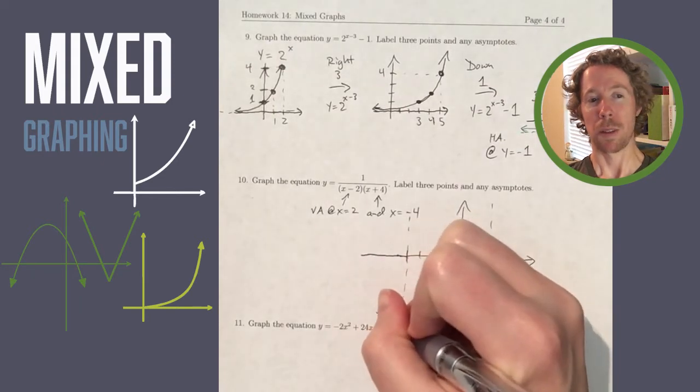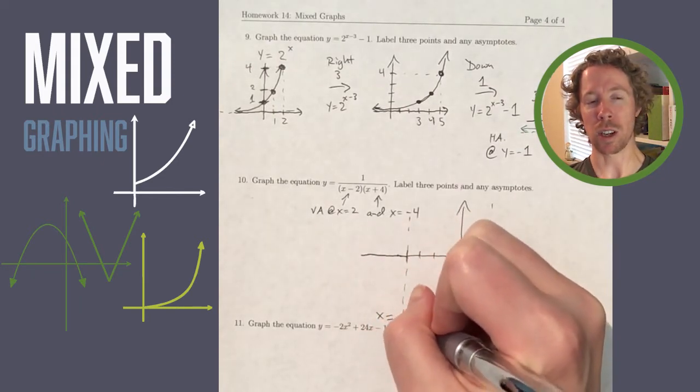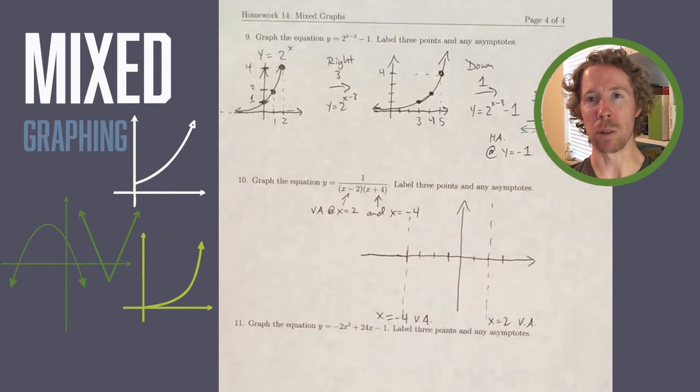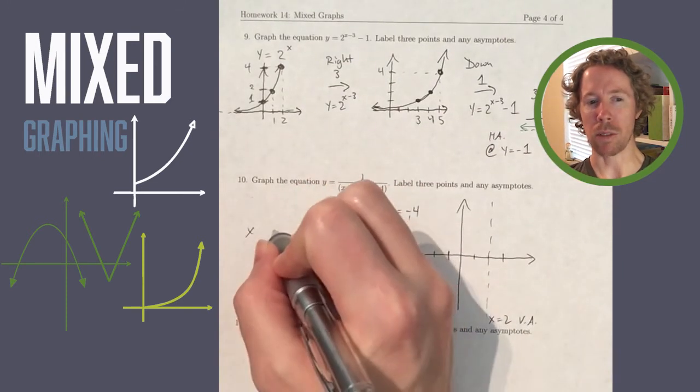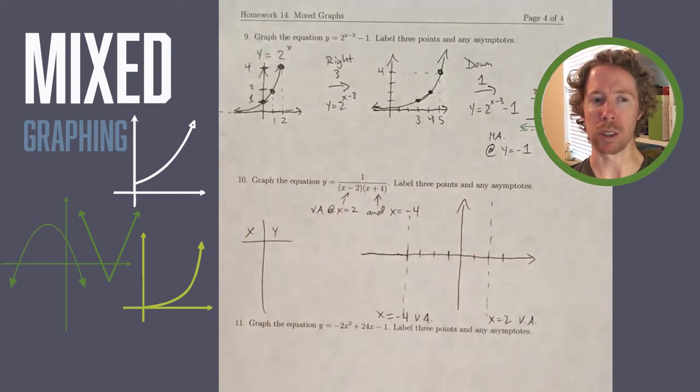And then if x goes out to infinity, so if x gets really, really big, then the y value will get closer and closer to 0. So I know I'm going to have a horizontal asymptote at y equals 0 here as well.